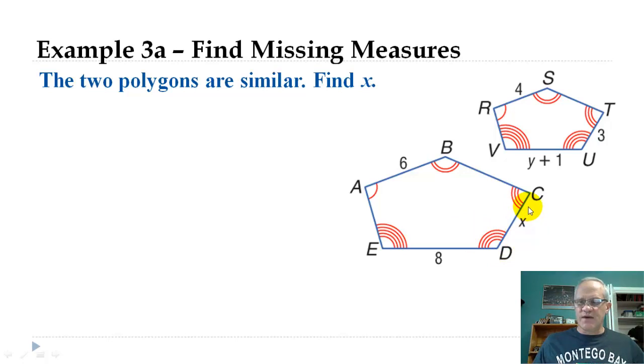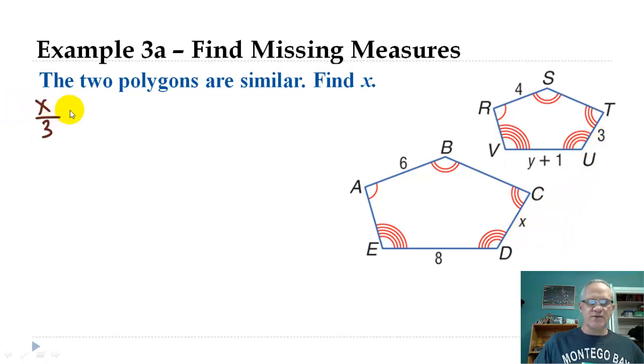This side, CD, matches up with what side? TU, okay? But we cannot say these are congruent. Remember, they're not congruent, so we can't say x equals 3, because these are not the same, but they're a ratio and they're proportional to the other sides. So this time I'm going to start with the big one. The ratio of those two sides would be what? X over 3.